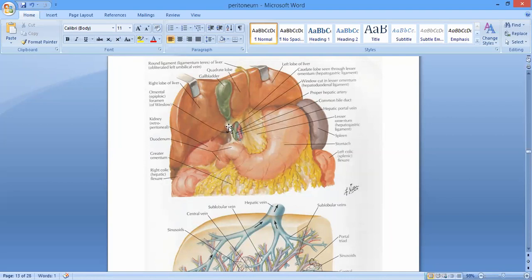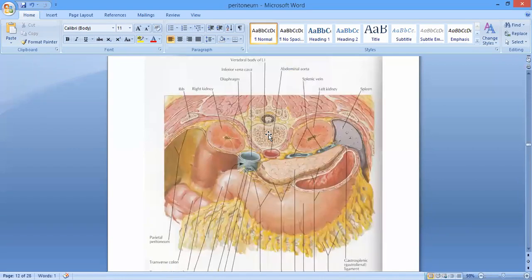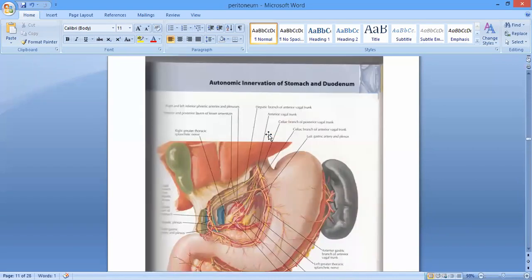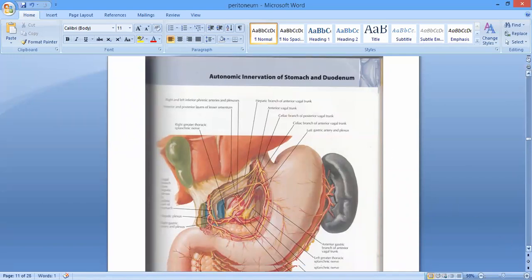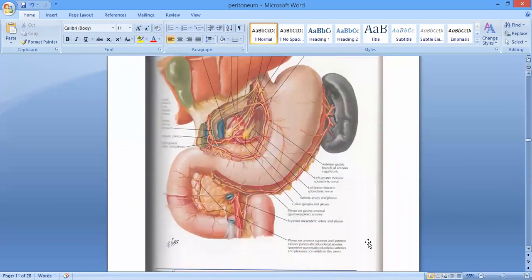ठीक है, ये तो हो गया जी इसके right free border पे. Here, this is the lesser curvature of the stomach. ठीक है, अब lesser curvature पे क्या क्या पड़ा होगा जी? Just show you now. If you have a look over the lesser curvature of the stomach over here, ठीक है, you see यहाँ से we have just removed this omentum and you can see the contents which are present in this region, right?